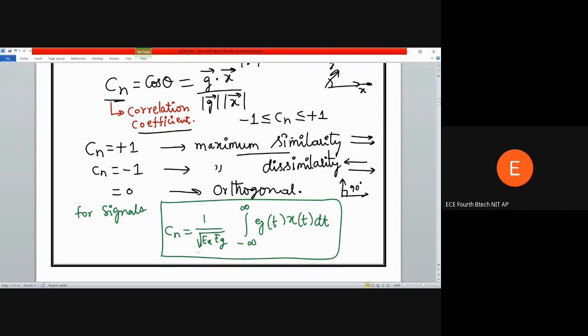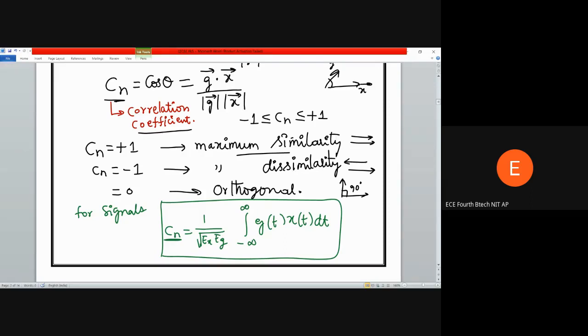Remember one thing: I am just increasing the amplitude of g of t and x of t. If I multiply either g of t or x of t by any constant, it has no effect on my correlation coefficient. That's one of the important things that you are supposed to know.